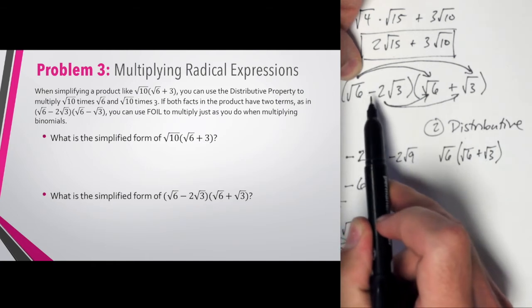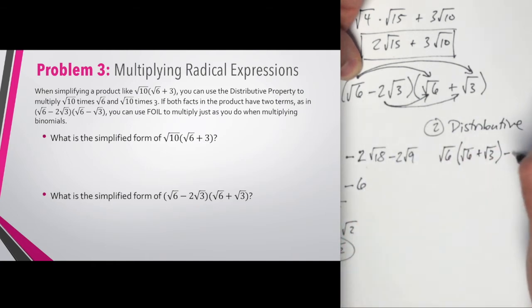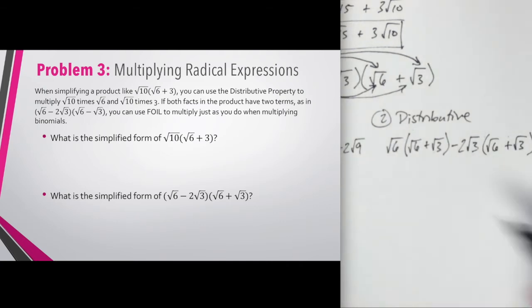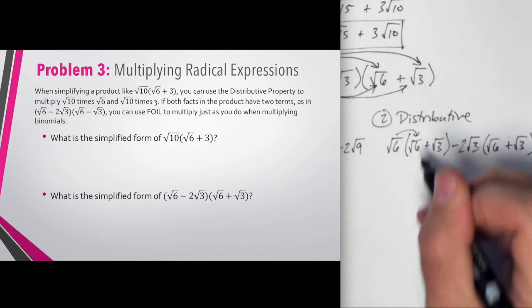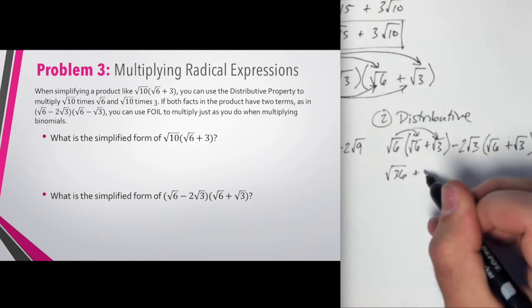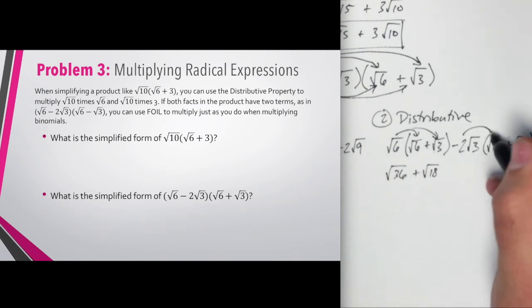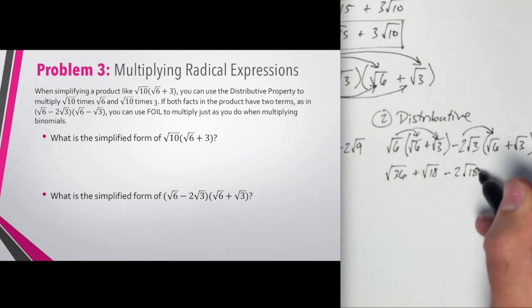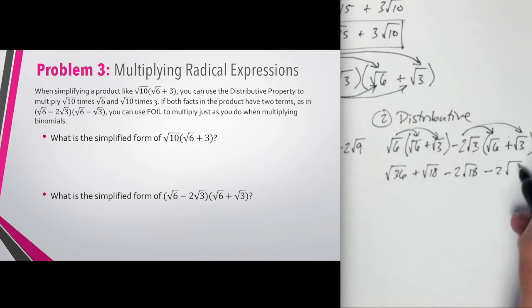Then minus the second piece of the first one times all of the second parentheses, square root of 6 plus the square root of 3. And now you do your distribution. Right here we have the square root of 36. Here we have plus the square root of 18. Here we have negative 2 square roots of 18. And then here we have negative 2 square roots of 9.